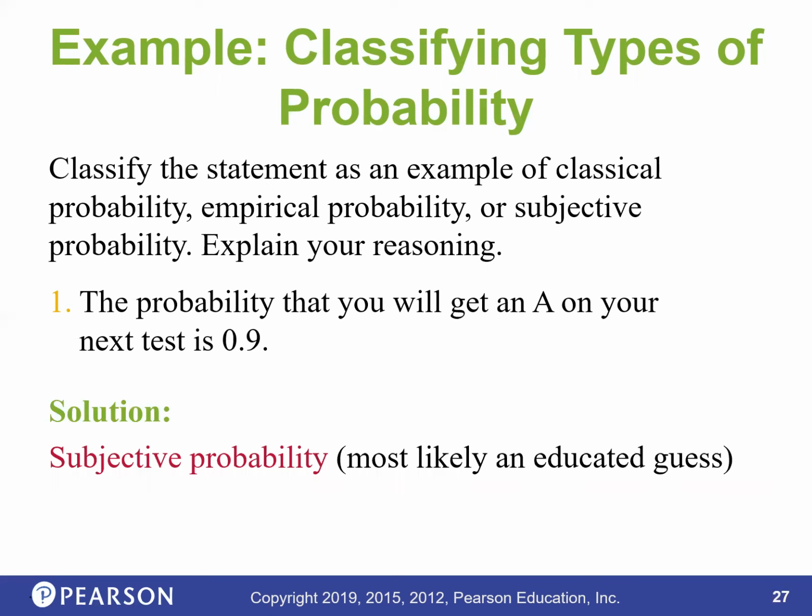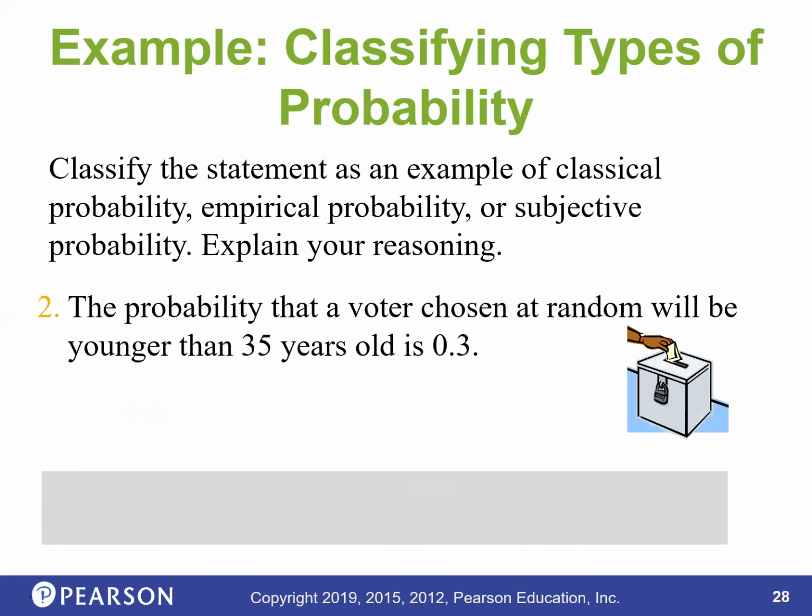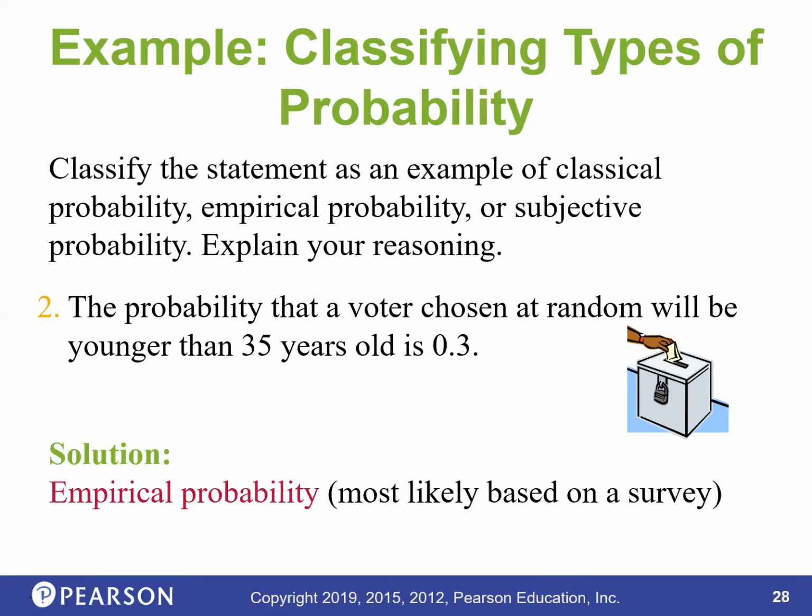Again, don't need to write it down. Think with me. Probability that a voter chosen at random will be younger than 35 years old is 0.3. Anybody? Empirical, that's right. There's no defined sample space here, right? There's just going to be a number of registered voters, however many there are. And are you talking about a city, county, state? What are you talking about, right? That's going to depend on that. So, empirical.